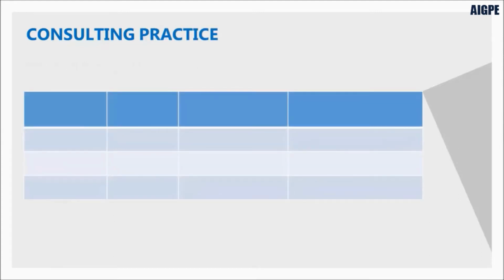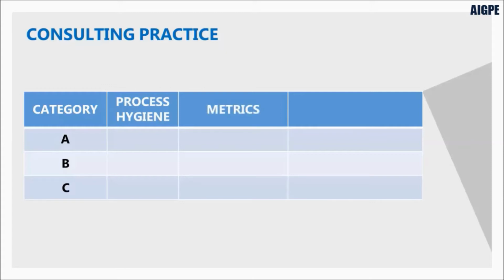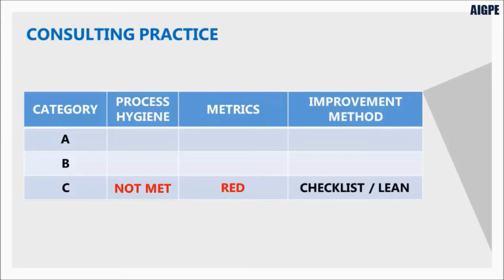I told him that whenever I do any consulting work, I grade the business processes into category A, B, and C. These categories are defined by two factors. One, are the process hygiene factors met? And two, does the process meet its metrics? I said category C processes are those where the process hygiene is not met and the metrics are not met too. They are red. In these processes, we cannot deploy Six Sigma. Here we do smaller lean projects, Kaizen activities, and best business management practice implementation.